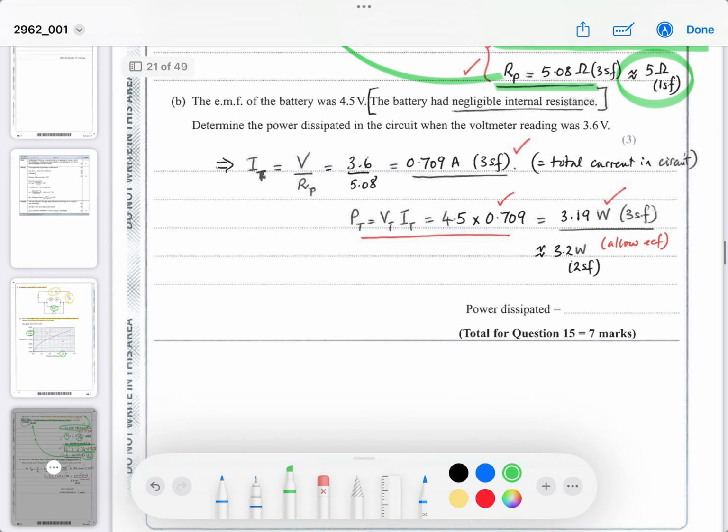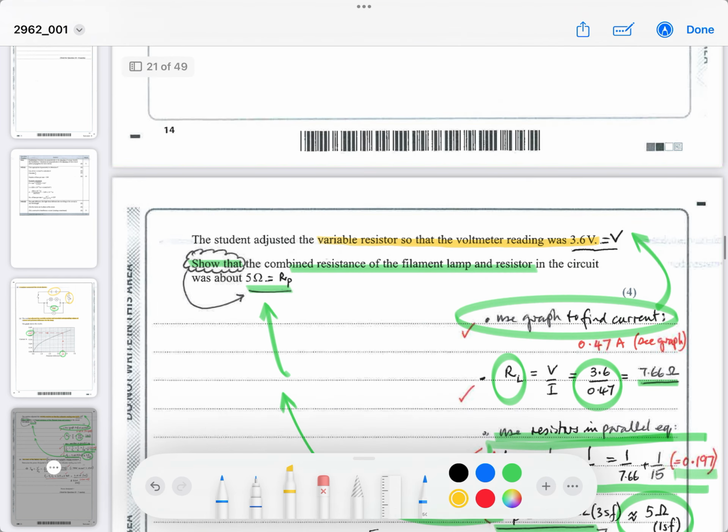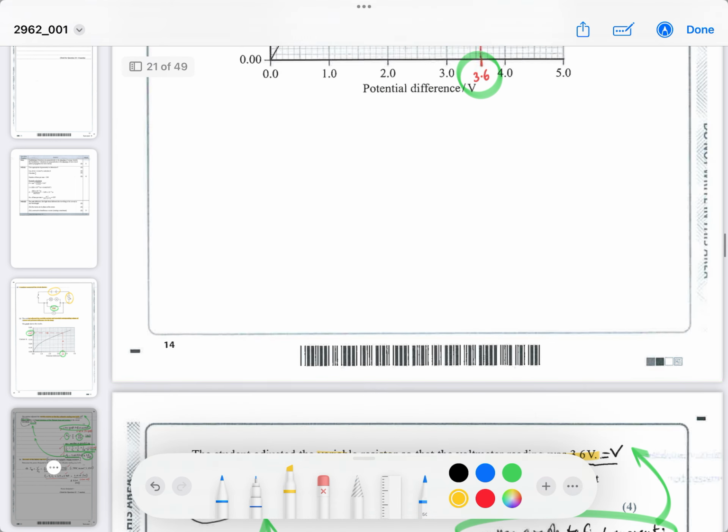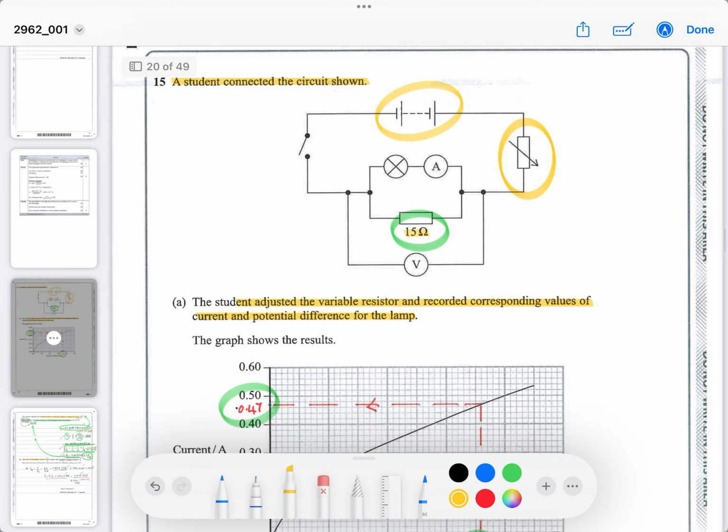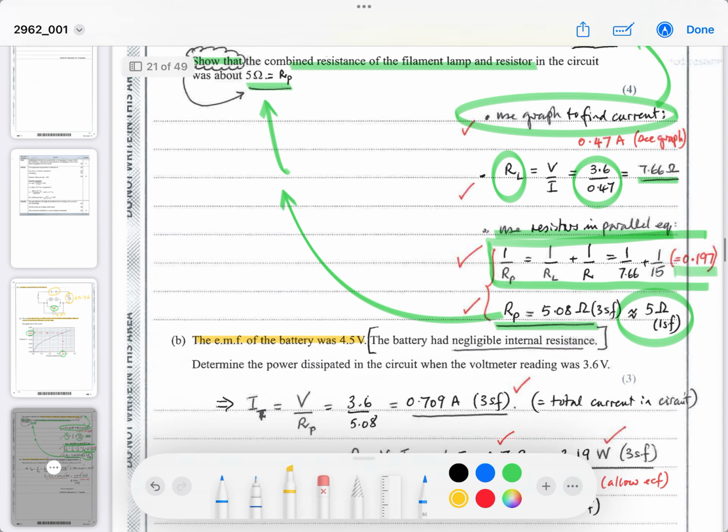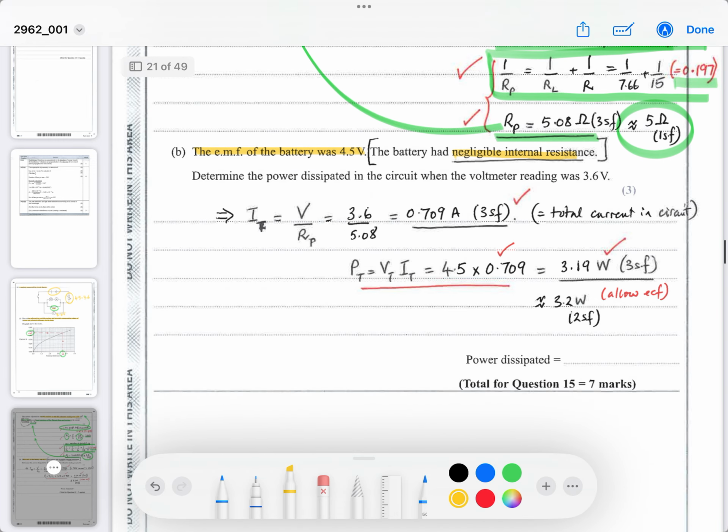The next part of the question is: the EMF of the battery was 4.5 volts. That means if we know the EMF was 4.5 volts and the parallel section had 3.6 volts, then the rest of the EMF must be across the rest of the resistances. So this would be 4.5 minus 3.6 volts, just for reference, okay? If there's no internal resistance, yeah? Have they actually mentioned internal resistance? Yeah, negligible. So you can ignore the internal resistance.